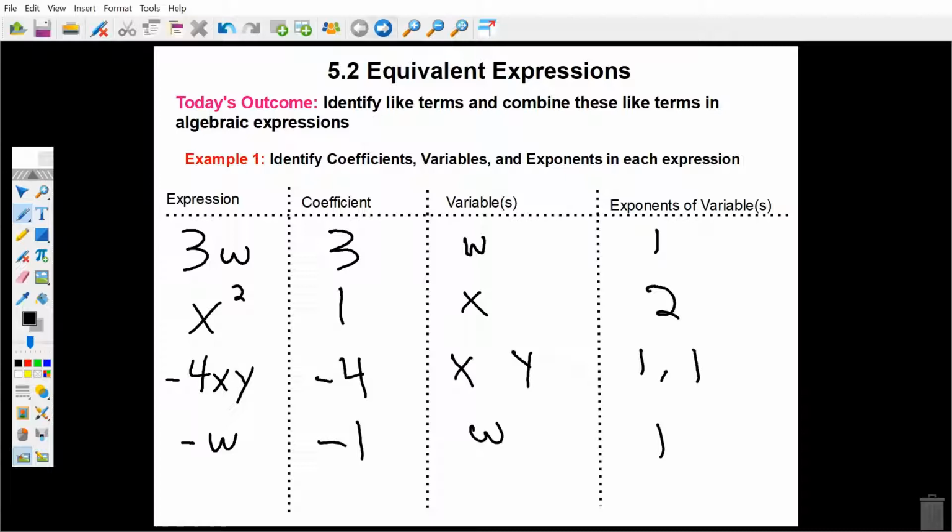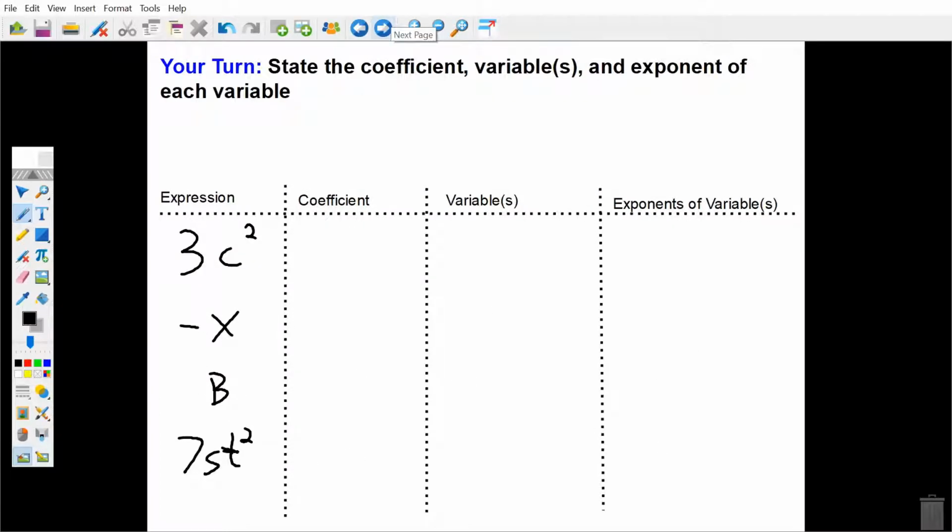For the next question, it's your turn to give that a try. So please pause the video at this point and attempt this question on your own. Now that you've had a chance to attempt it, let's put the answers down.